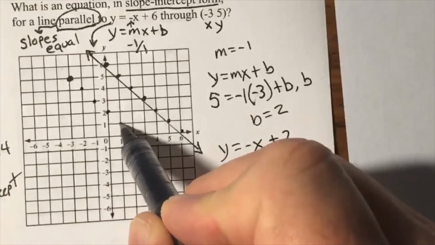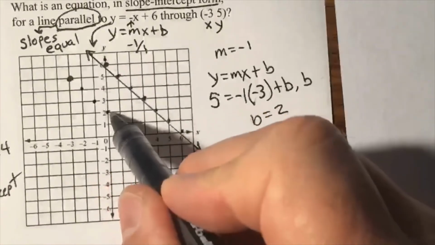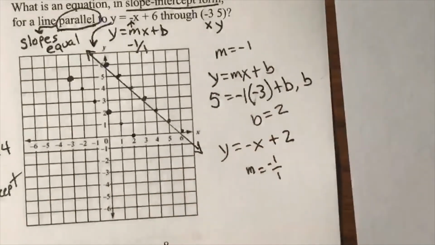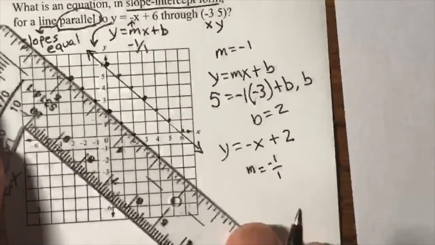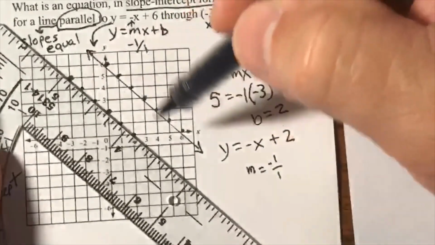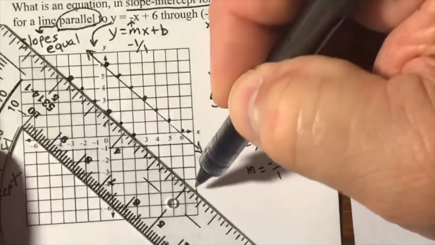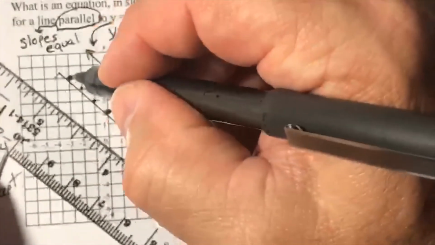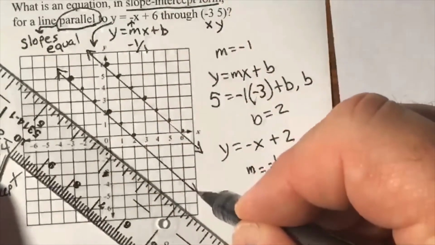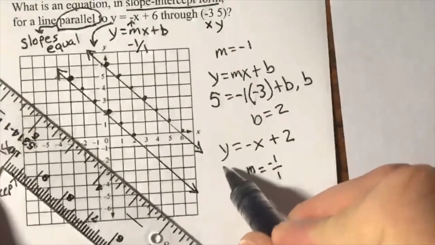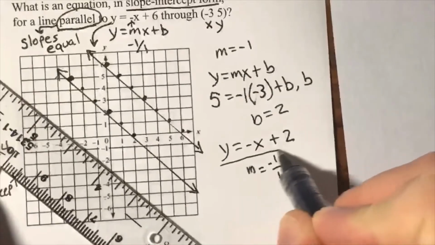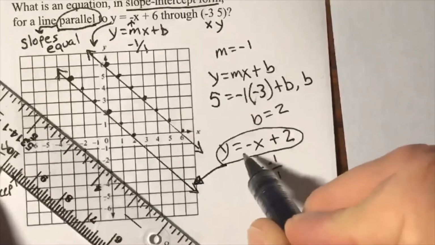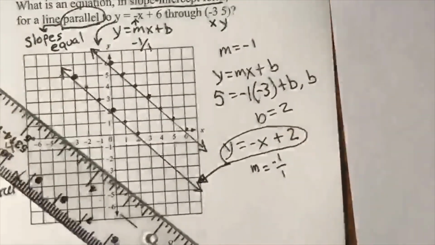down 1 over 1. Now you could stop right there because there's the y-axis. Where did it hit? Okay, it hit at 2. Alright, let's get this drawn in. Okay, this is the line y equals negative x plus 2. Okay?